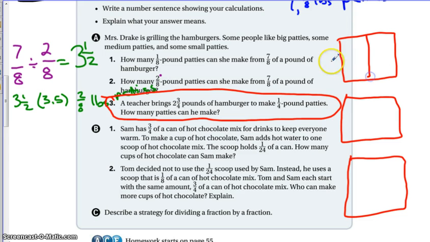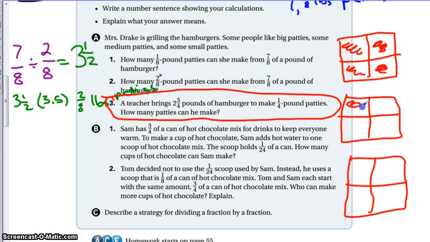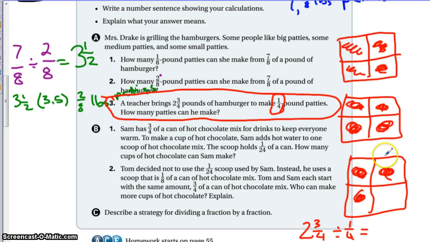So I'm going to cut each one into fourths. And because I have 2 wholes, I would have all of this. So this is how we would model 2 3/4. We have all of this, all of that, and then we would have 3 on this third one. Okay, and we are making 1/4 pound patties. So that's where we need to start. Our number sentence would start with 2 3/4 divided by 1/4, and then you need to figure out the rest. All right, I'll see you in class tomorrow.